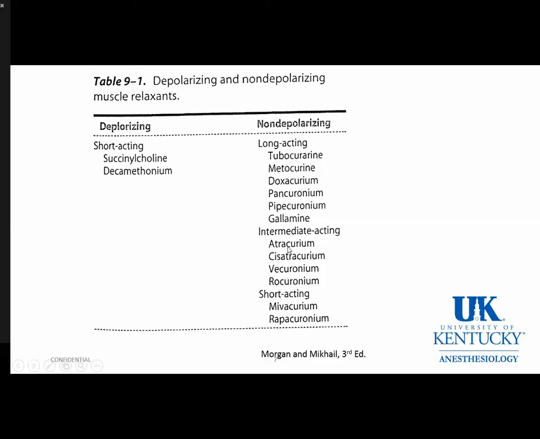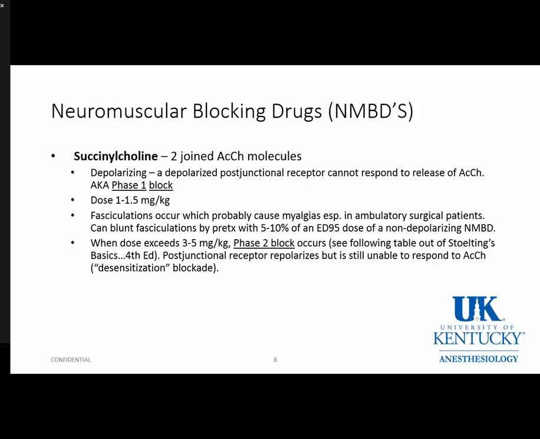Intermediate-acting ones, cisatracurium was a precursor to the cis isomer, which has important improvements or distinctions from atracurium. So we're familiar with cisatracurium, mivacurium, rocuronium, and then these two short-acting neuromuscular blockers, non-depolarizers, are here for historical interest mostly, and we'll talk about them briefly as well.